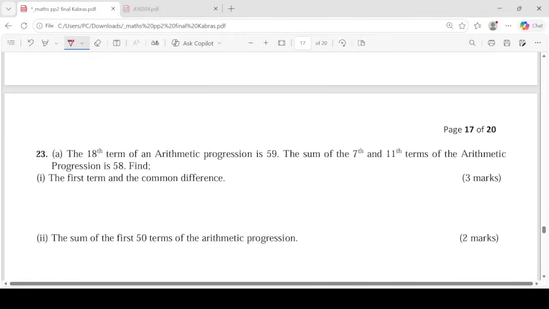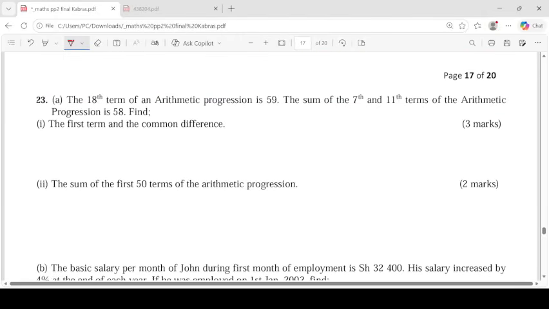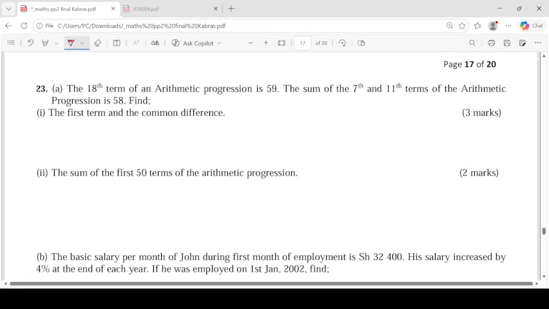Let's look at the second last question very fast. The 18th term of an AP is 59, and the sum of the 7th and 11th terms of the AP is 58. Part A, find the common difference. So the 18th term is 59, so that means 59 is obtained by taking a plus 17d.